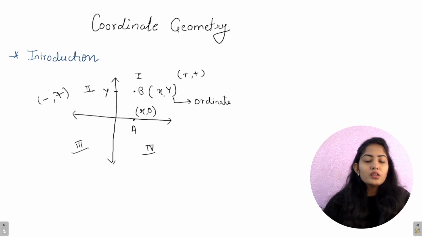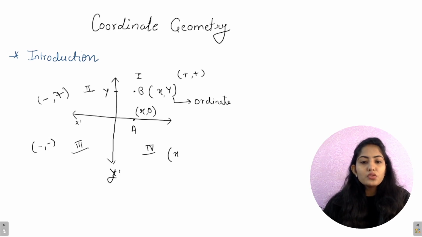Now come to the third quadrant. In this, x is negative and y is also negative, so all negative coordinates come in this. Now come to the fourth quadrant. In the fourth quadrant, x is positive and y is negative, so the coordinate belonging to the fourth quadrant will be like this. Now come to the formulas.